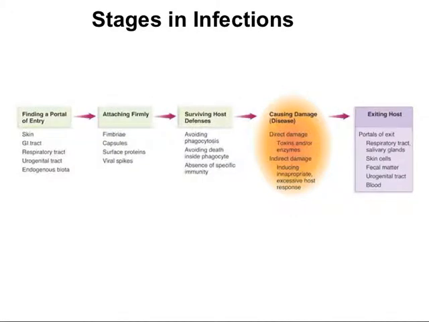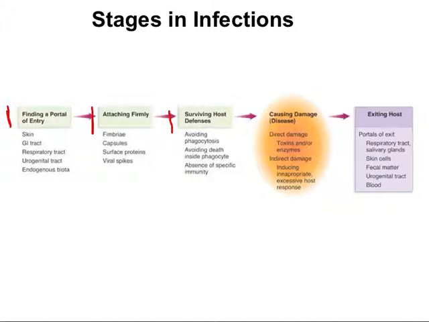So this figure summarizes the pathway a microbe follows when it causes disease. Essentially, a summary of how it becomes established. First, we need to find a portal of entry. We know this can be through the skin, the GI tract, the respiratory tract, the urogenital tract, or from endogenous biota that's gone out of control. Then we need to have attachment. Attachment happens with fimbriae, capsules, surface proteins, or viral spikes. Next, we discussed how they survive the host defenses. They can avoid phagocytosis, they can avoid death by living inside a phagocyte, or there can be absence in the host of specific immunity.